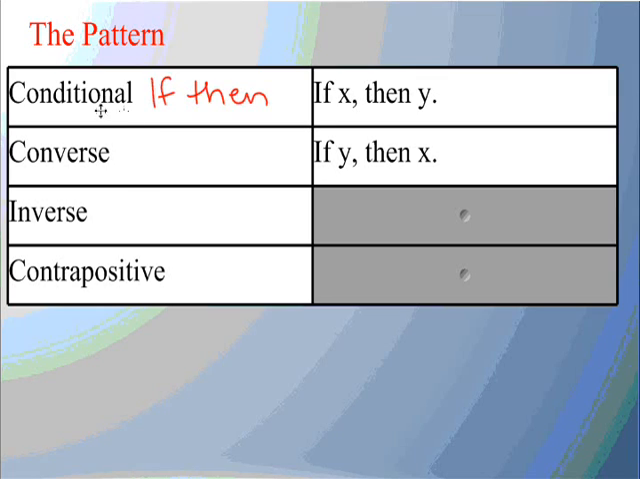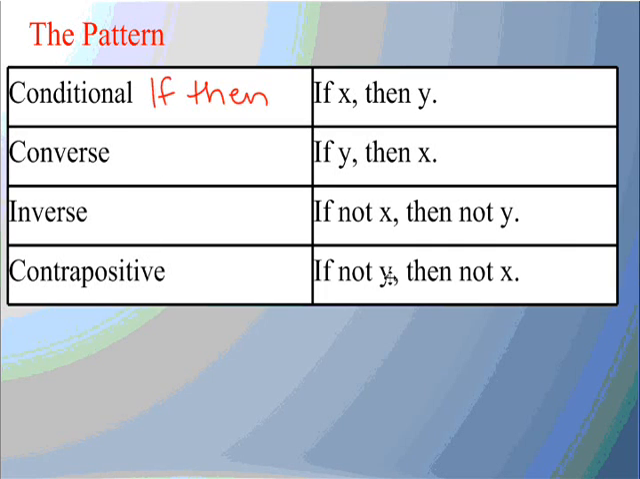My inverse was the negation of the conditional. So it takes the form if not X, then not Y. And my contrapositive was the negation of the converse. And my contrapositive would therefore say if not Y, then not X. And then that biconditional that we talked about, it's a special statement that I can only write if both of these are true.